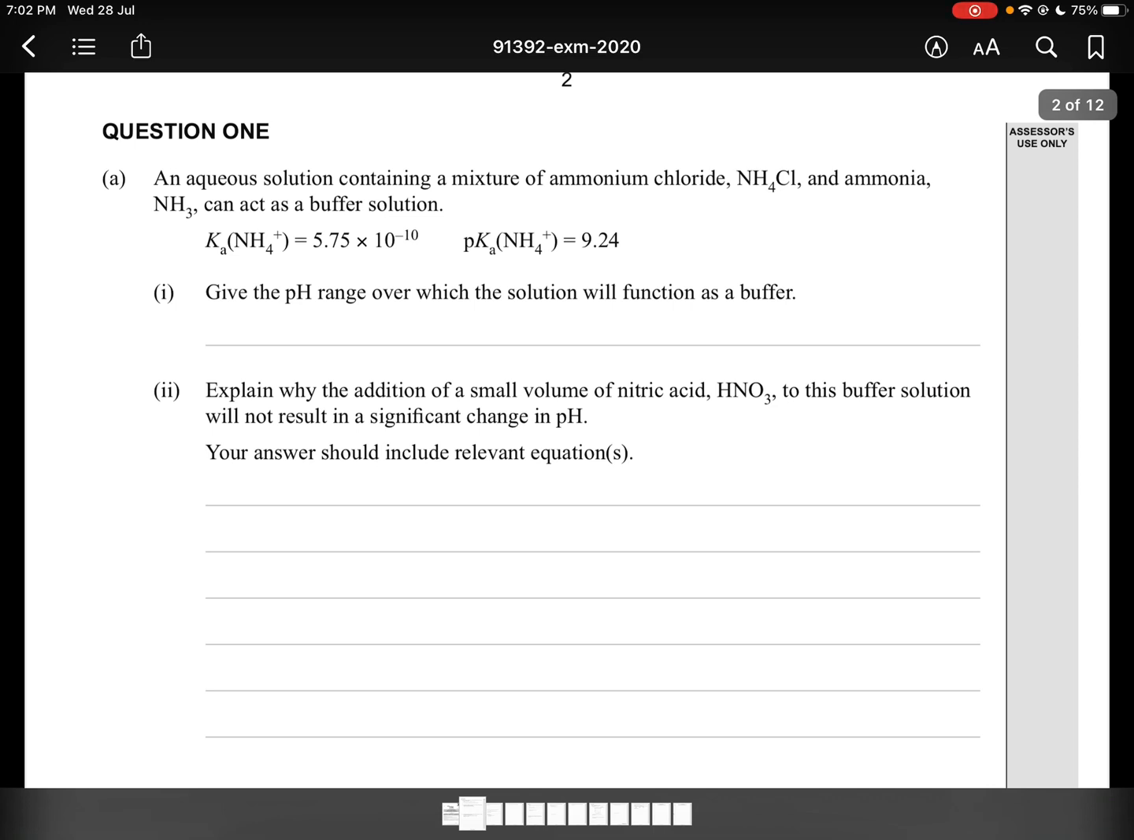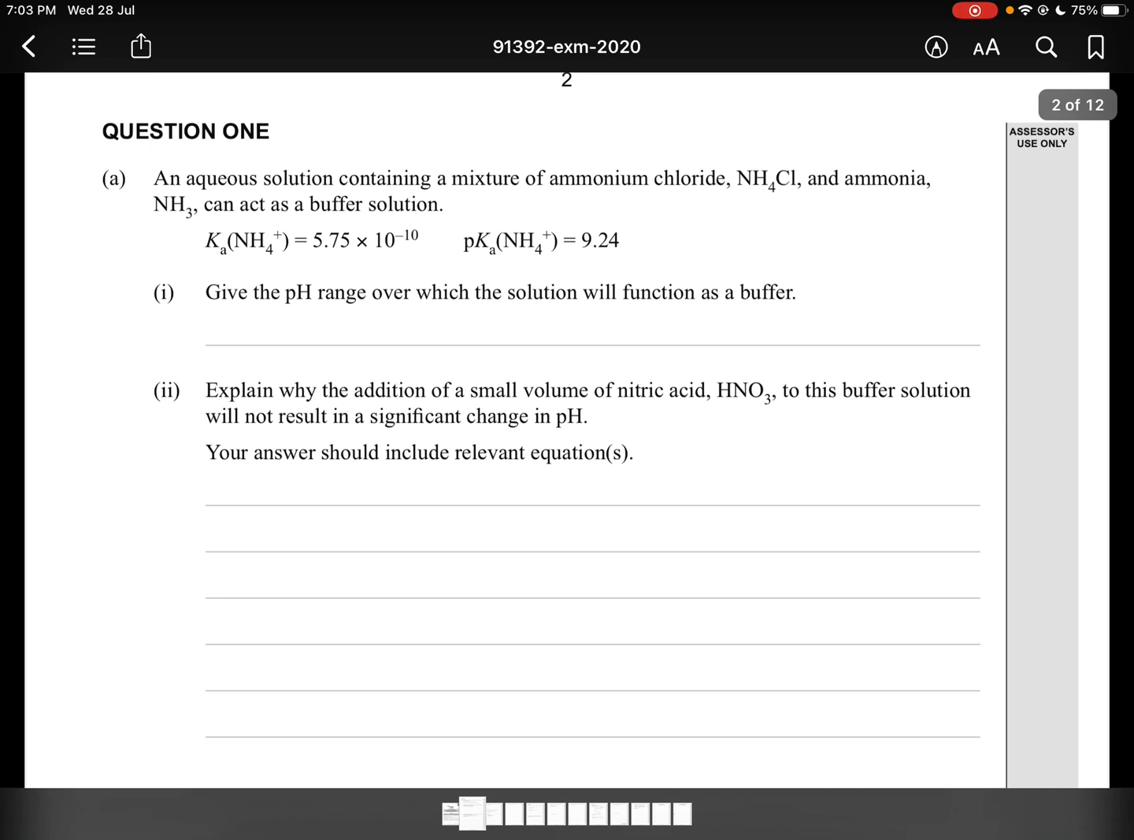So an aqueous solution containing a mixture of ammonium chloride, NH4Cl, and ammonia, NH3, can act as a buffer solution. They give us the Ka value of NH4+, and they give us the pKa of NH4+, which equals 9.24. So question I asks, give the pH range over which the solution will function as a buffer.